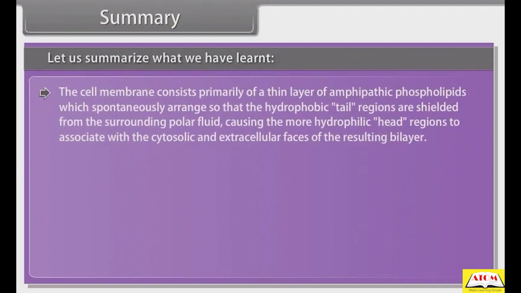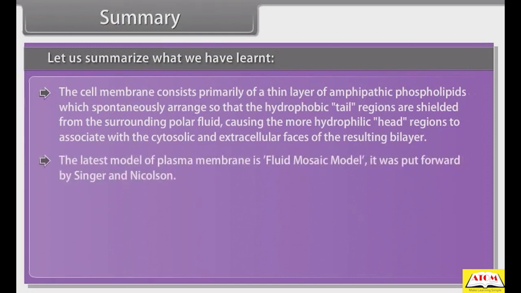The cell membrane consists primarily of a thin layer of amphipathic phospholipids which spontaneously arrange so that the hydrophobic tail regions are shielded from the surrounding polar fluid, causing the more hydrophilic head regions to associate with the cytosolic and extracellular phases of the resulting bilayer. The latest model of plasma membrane is fluid mosaic model. It was put forward by Singer and Nicolson.